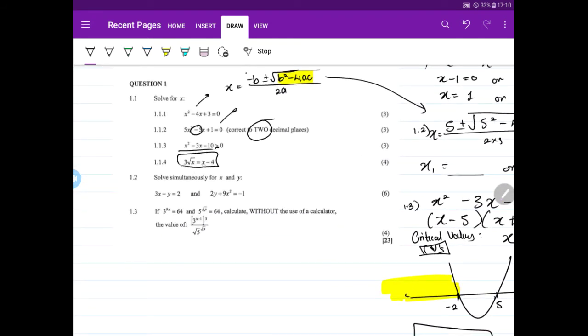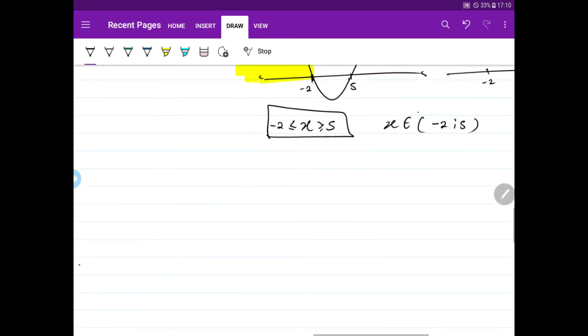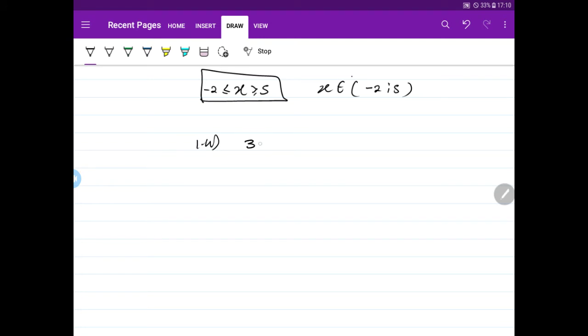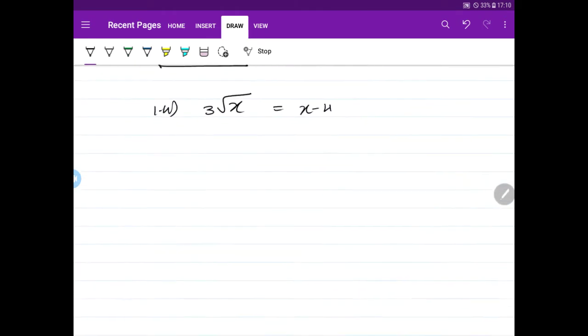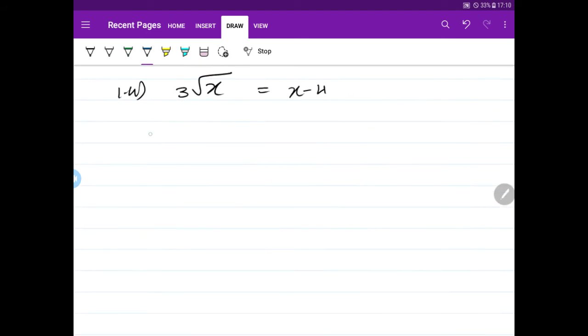Next one is us solving our radicals. When you have radicals, we can square both sides. The question was, I believe, 3 root x is equal to x minus 4, was it? Yeah, correct. Now, if a equals b, it is absolutely correct to say that a squared is equal to b squared, just as it is absolutely correct to say a cubed is equal to b cubed, and so on.